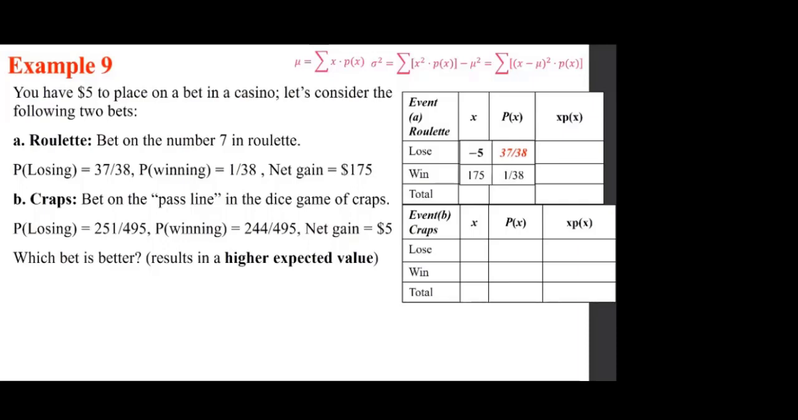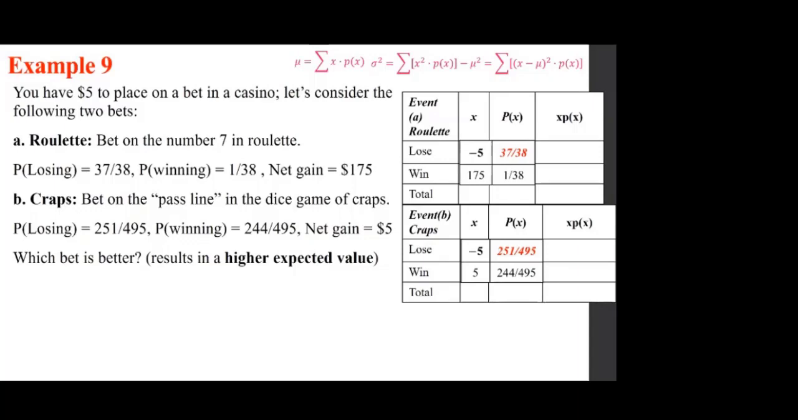Now, for the next game, so for event A, if you will, roulette, and now event B, we do the same losing, -5, and has a different probability. Winning is also different, not just the probability. The amount of winning for roulette was 175, but for this one is only $5, but it does have a different probability. Now we are going to calculate mu, or the summation of x, p of x.